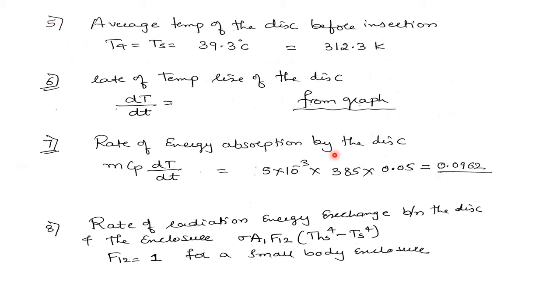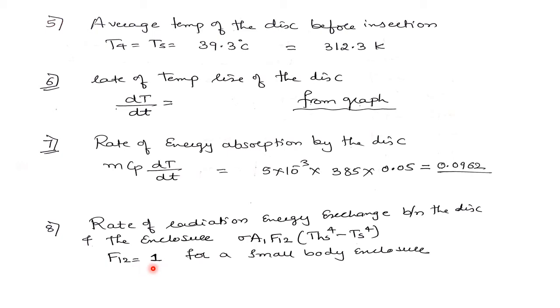So my rate of energy absorption by the disk is 0.0962 watts. The rate of radiation energy exchange between the disk and the enclosure, that is, the hemispherical surface, is given by sigma into A1 into F12 times (THS to the power 4 minus TS to the power 4). That means heat is transferring from this hemispherical surface to the copper specimen, which is inserted in the hemispherical dome, where F21 is equal to 1.